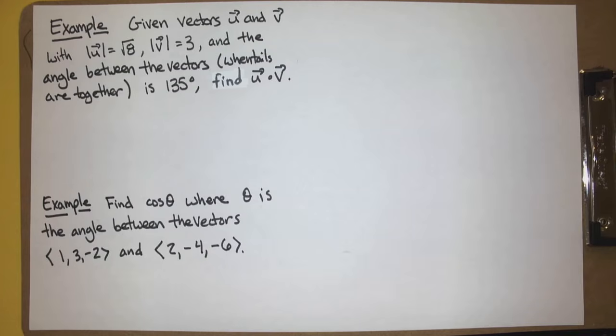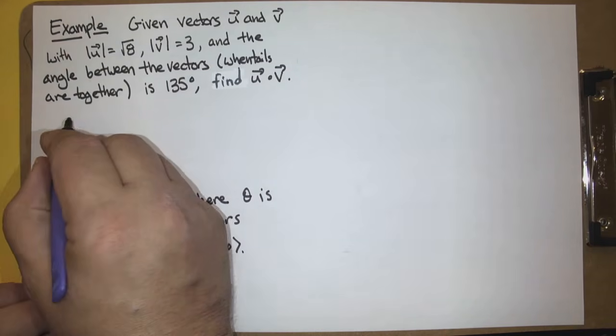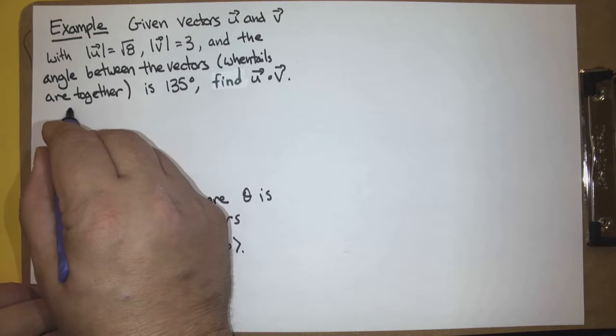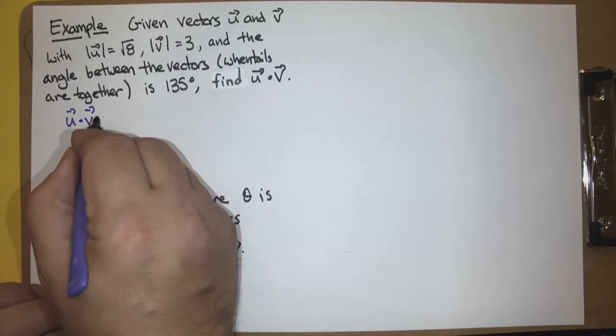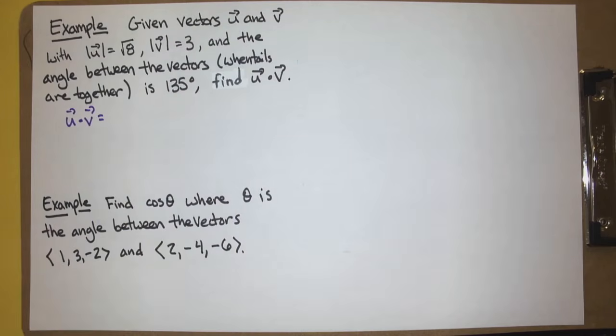Now, all the information given here is geometry. We're talking magnitudes and angles. So if we can find the dot product, that means we have a geometrical type thing. It's a very useful tool. So what do we do? Well, we want u dot v. What do we know about u dot v that we may have learned in the last couple minutes?